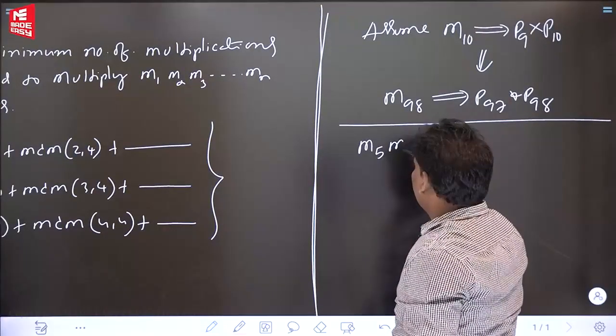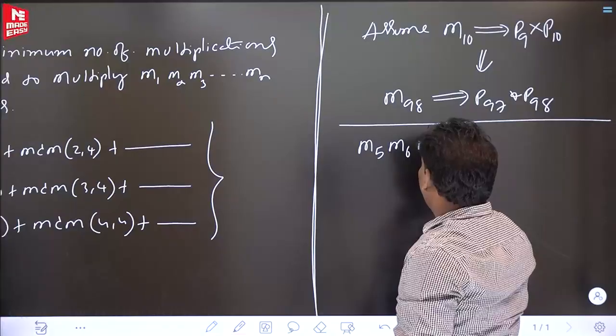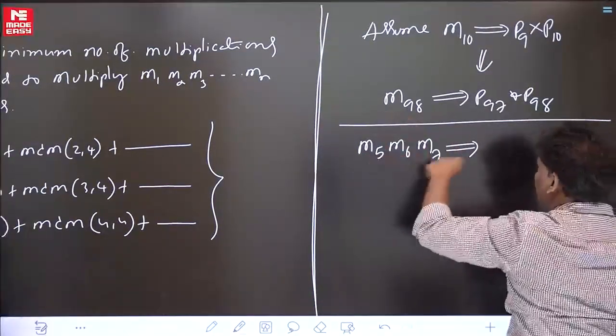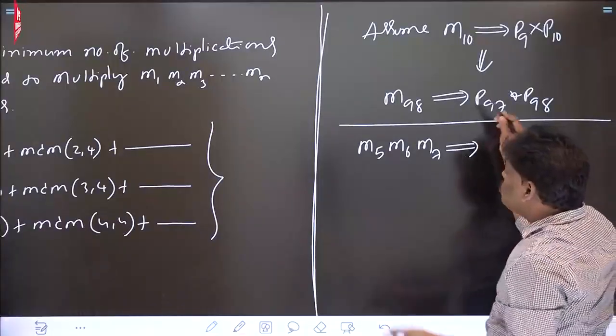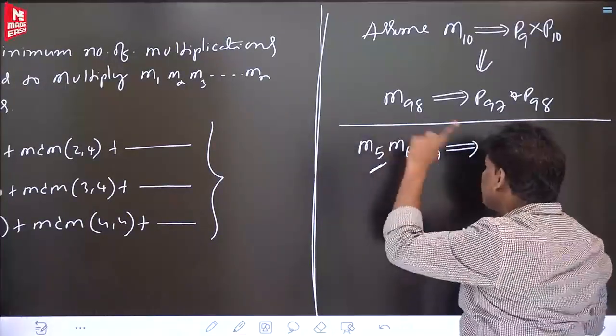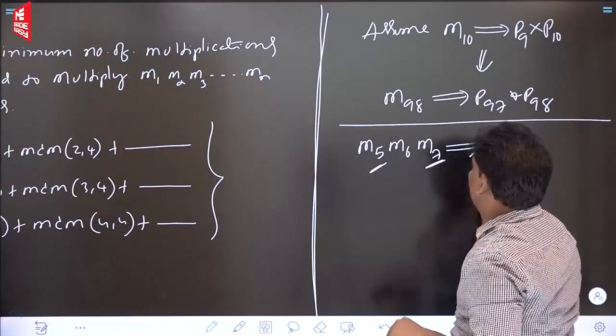M5, M6, M7. If you multiply these three matrices, resultant matrix rows how many? Resultant matrix rows are based on first matrix rows. Resultant matrix columns are based on last matrix column. Can you help me now?